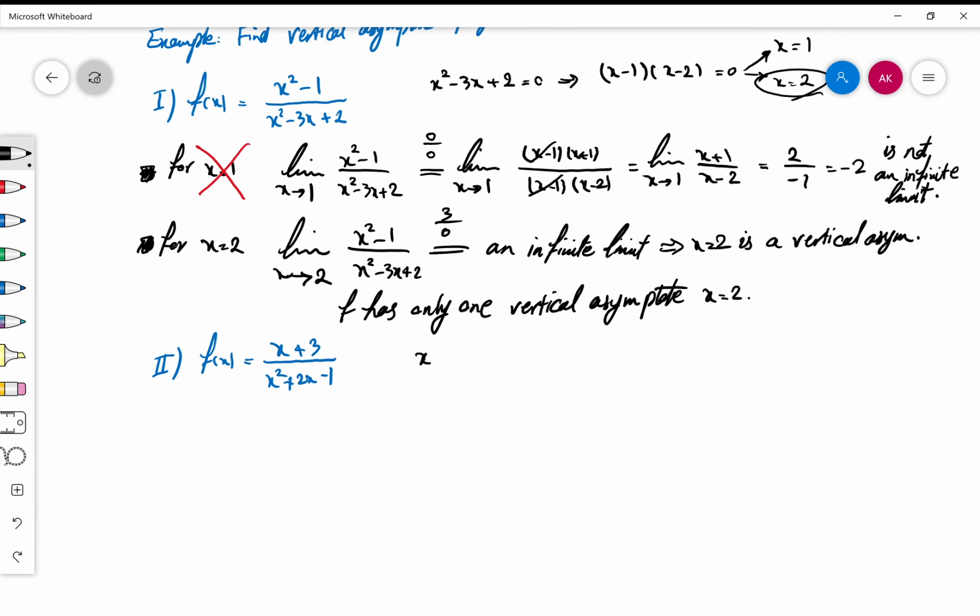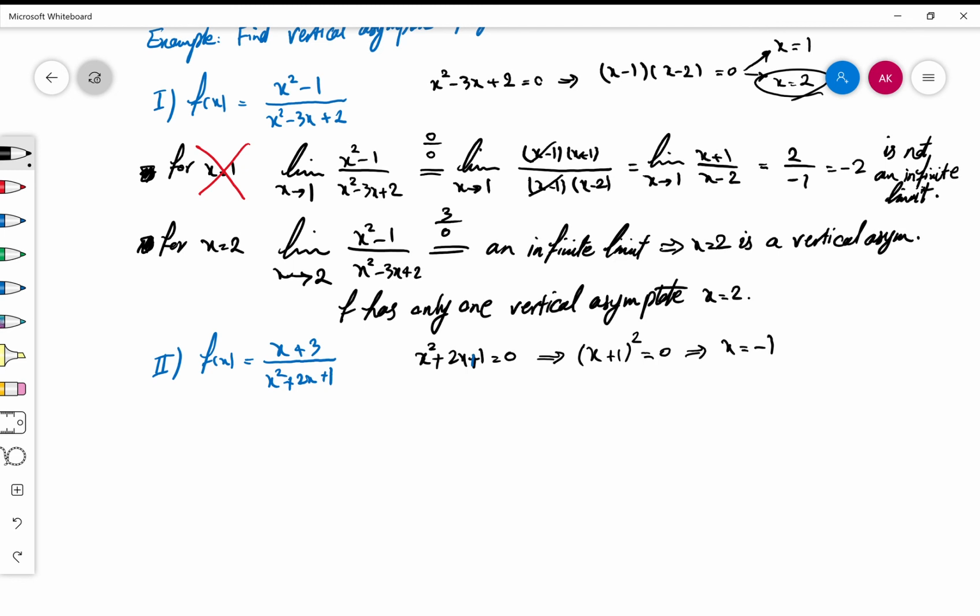Well, set the denominator equal to 0. Sorry, this was supposed to be x squared plus 2x plus 1. And that means that we have (x plus 1) squared equals 0. That means that x equal to -1 is the only root for the denominator.